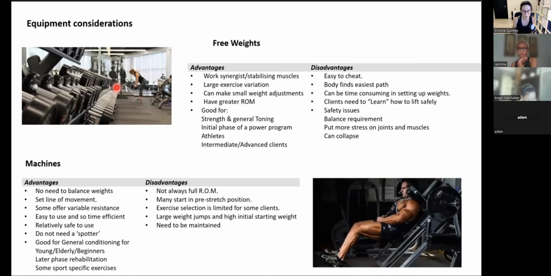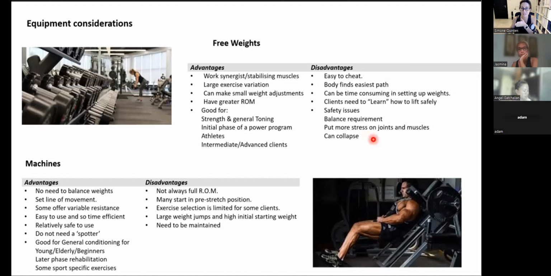But for example, if you exercise in someone's house or in a condo gym, often they don't have that. They have only the small silver bars, and plates which you can add on, yeah? Every time you need to change it, that can take up a bit of time. And as mentioned before, the clients need to learn how to lift safely, okay? That one is really, really difficult. Sometimes they need 6 months to 1 year until they can do a proper lift, okay? Safety issue, balance requirement, and it puts more stress on the joints and muscles, and they can actually collapse, okay?